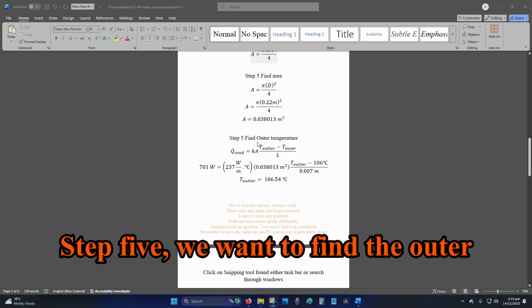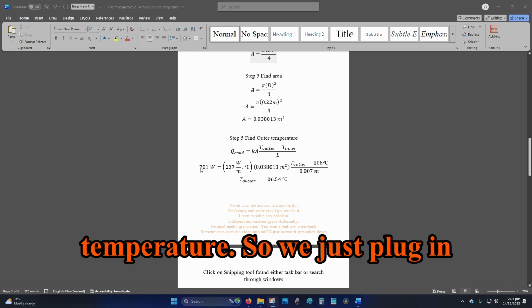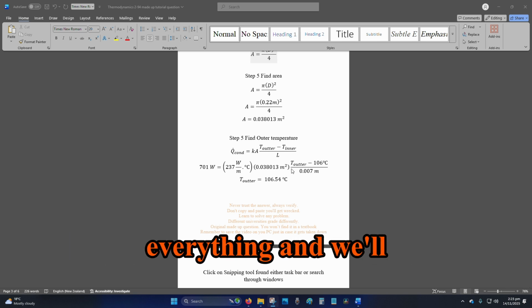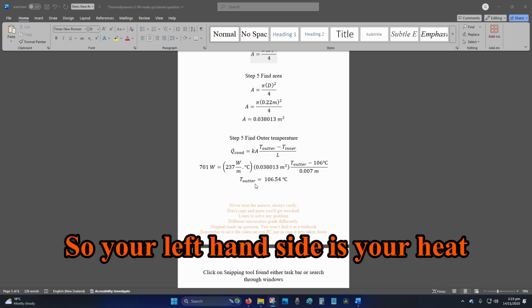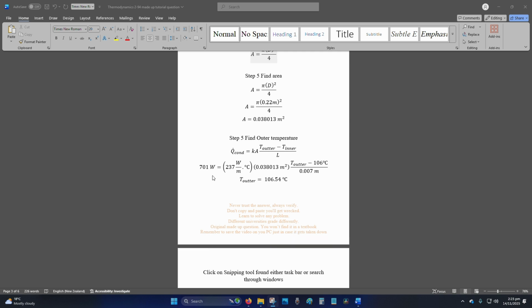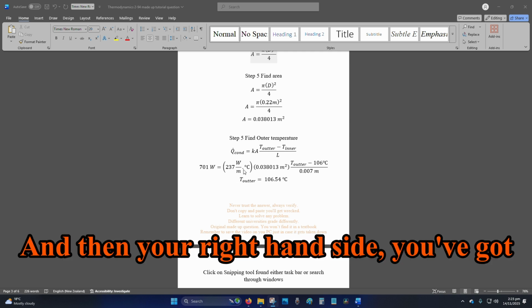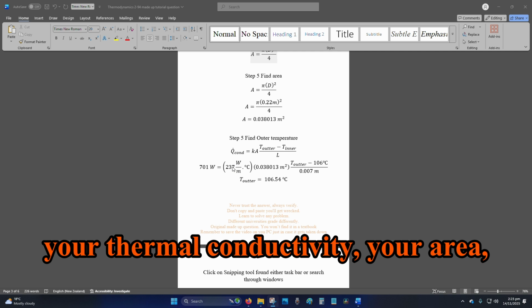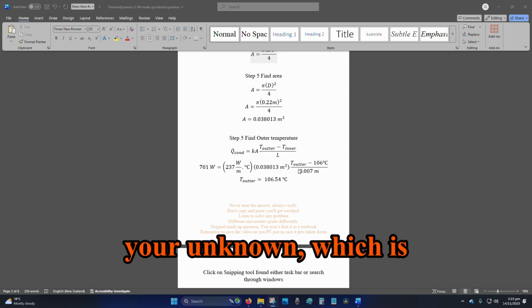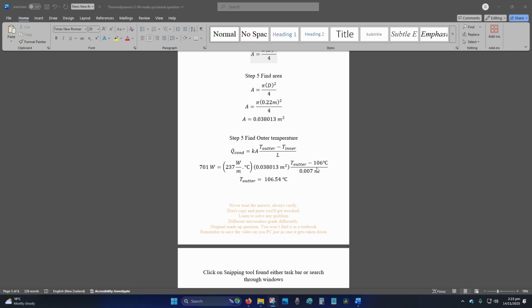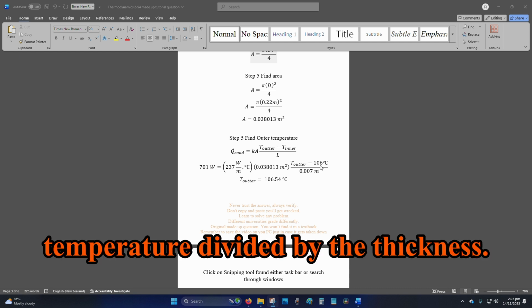Step 5, we want to find the outer temperature. So we just plug in everything and we'll find the outer temperature. So your left hand side is your heat transfer rate, your power. And then your right hand side, you've got your thermal conductivity, your area, your unknown, which is what we're trying to find, and then the inner temperature divided by the thickness.